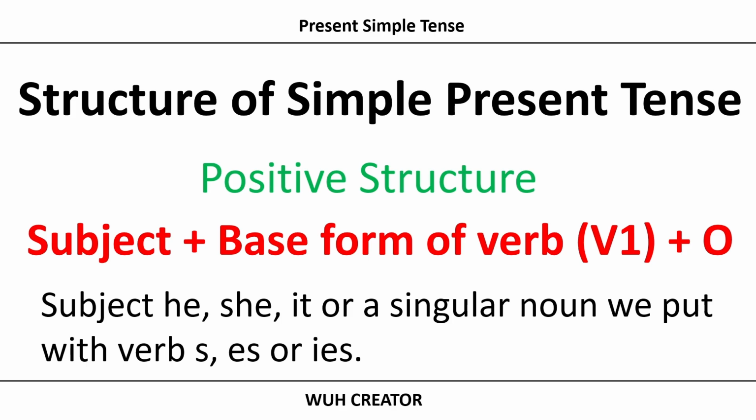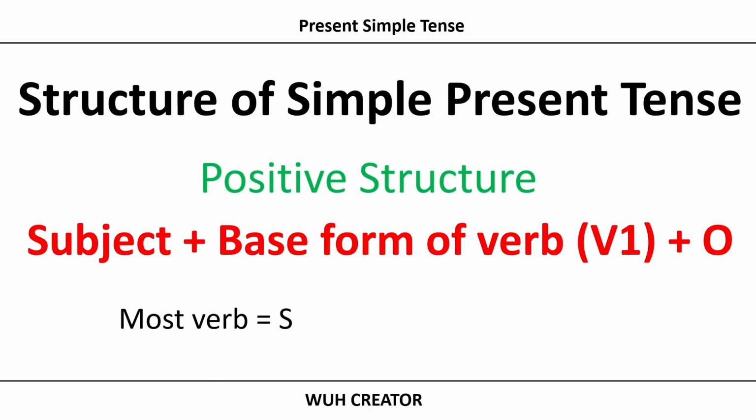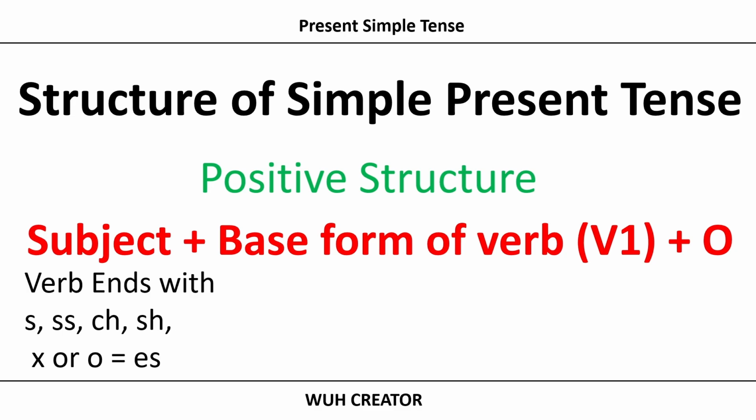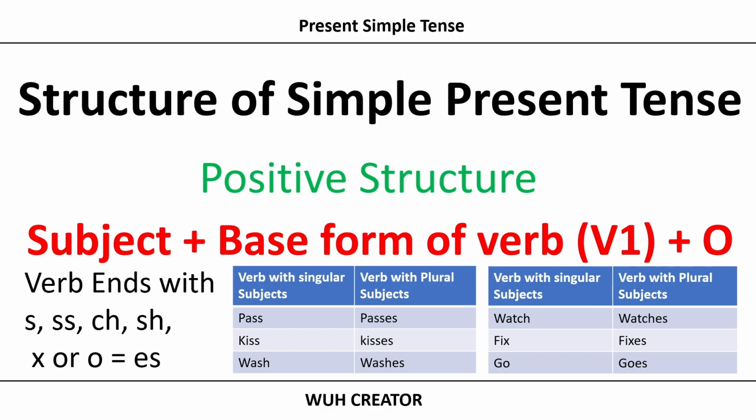Now, the question is, when do we add s? And when do we add es? Or ies to a verb? We simply add s to most verbs, as you are seeing in the table. However, we add es to verbs that end in s, double s, ch, sh, x, or o. You can see all the examples in the tables.